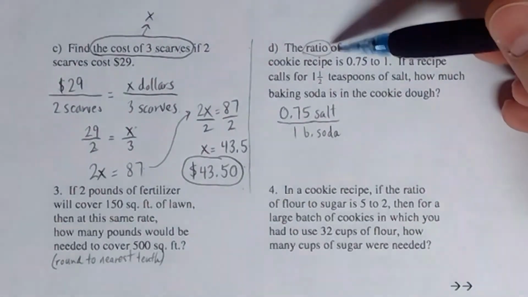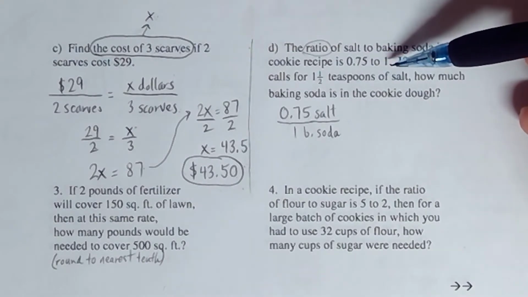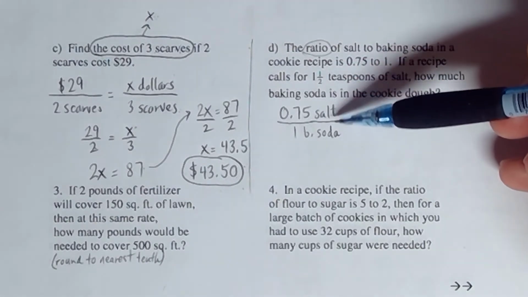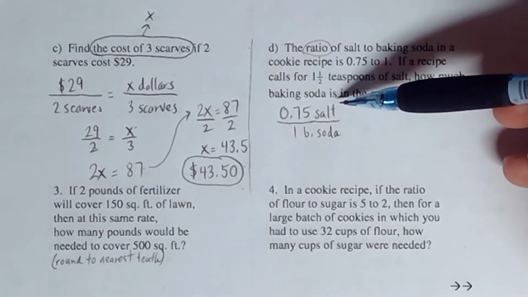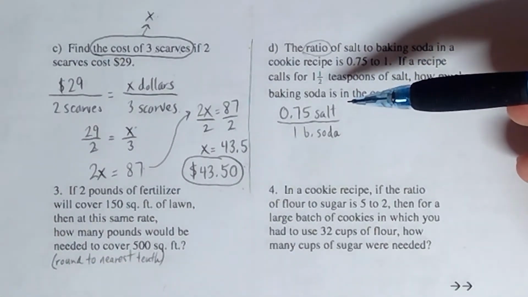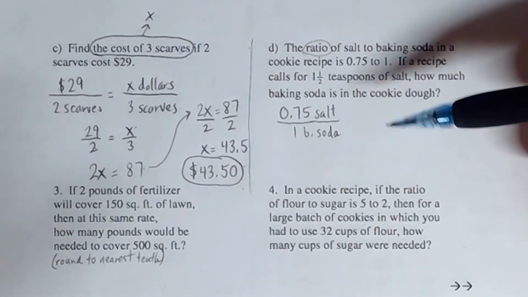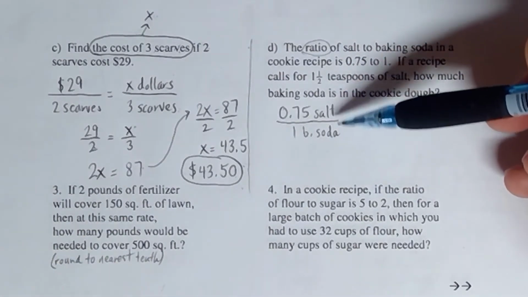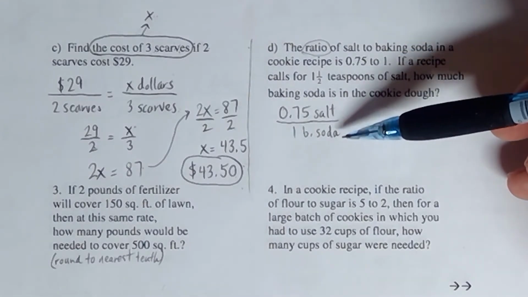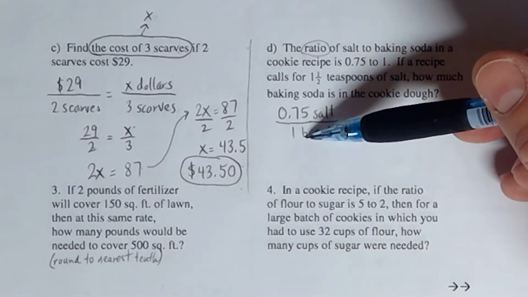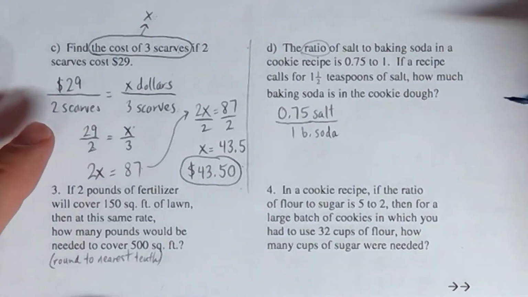Well, when they use a ratio like this and they don't tell you how it's measured, whether it be teaspoons or tablespoons, it means that both the salt and the baking soda have to be measured the same. It could be teaspoons, tablespoons, ounces, it could be anything, as long as they're both measured in the same way. So if this is teaspoons, this would have to be teaspoons. Okay, you don't need to know what it is.